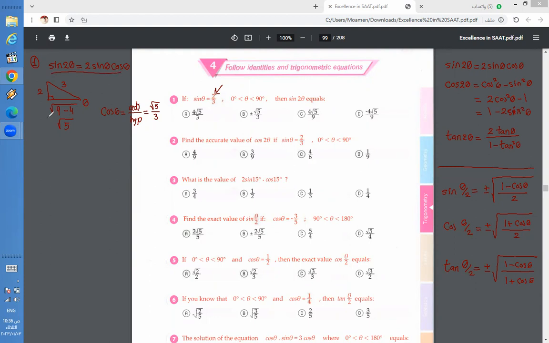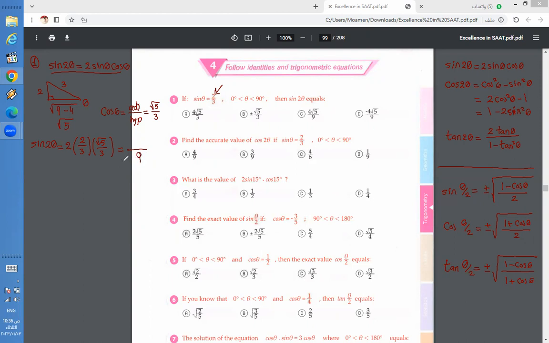Substitute now. You have the sine and the cosine. So sine double the angle will be equal to 2 multiplied by 2 over 3, this is the value of sine and it's given, multiplied by the value of cosine, root 5 over 3. And we get the answer by simplifying. We have here to multiply. So 3 times 3. Can we use the calculator, sir?